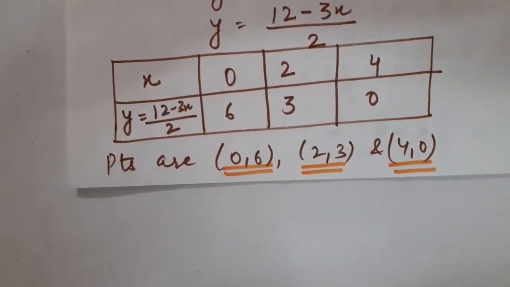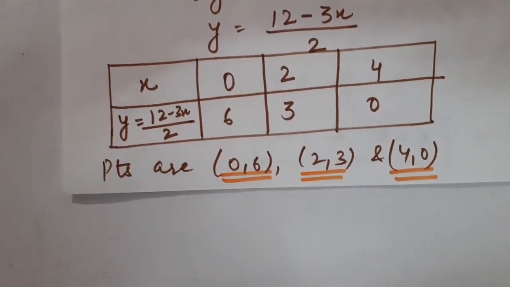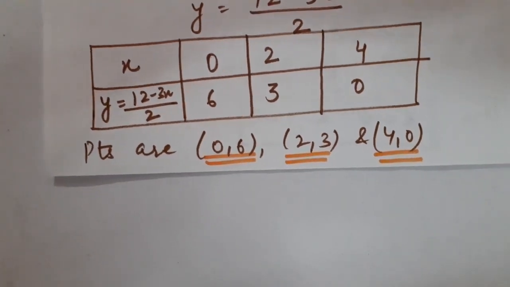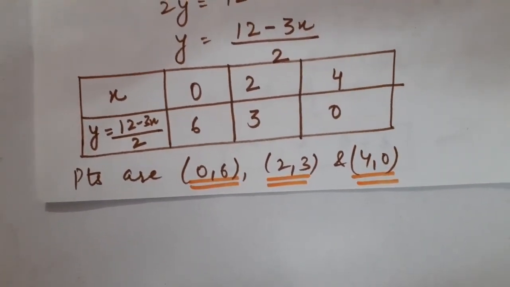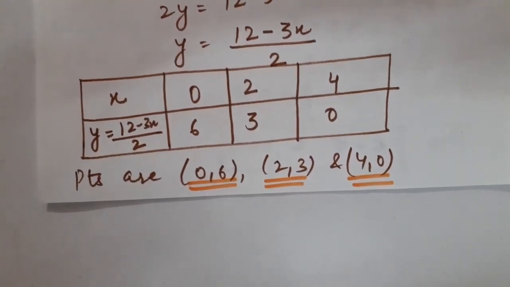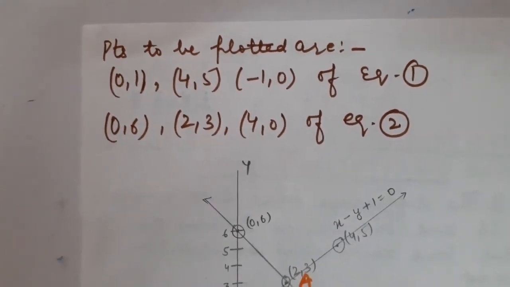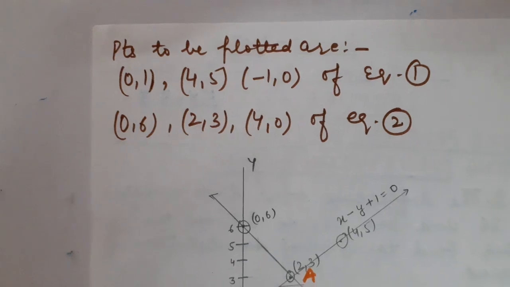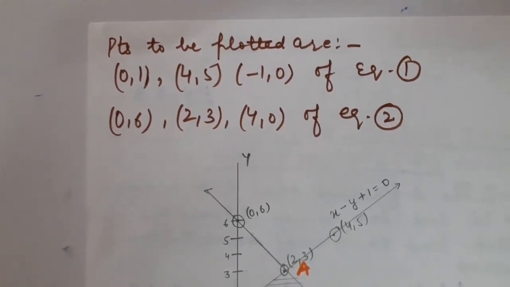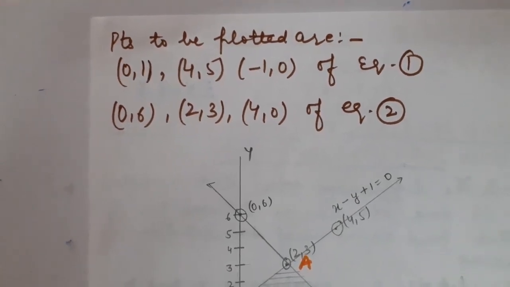Now x is equal to 4. 12 minus 3 into 4, that is 12 minus 12, means 0 upon 2. So the value of y will be 0. So now the coordinates are (0, 6), (2, 3) and (4, 0). Now children, the points to be plotted are (0, 1), (4, 5), (minus 1, 0) from equation number 1, and (0, 6), (2, 3), (4, 0) of equation number 2.